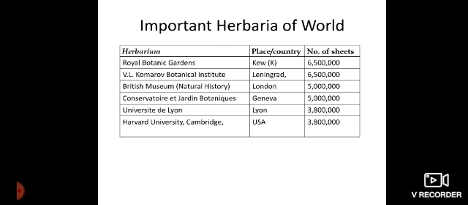So this is the table of herbaria of the world. The Royal Botanic Gardens, Kew, consists of 65 lakh herbarium sheets. So this is the largest botanical garden. And the V. L. Komarov Botanical Institute, Leningrad, consists of around 65 lakh herbarium sheets.